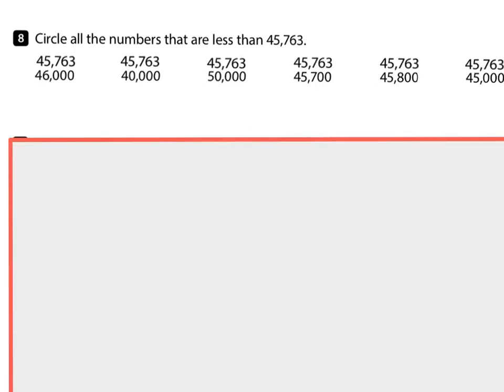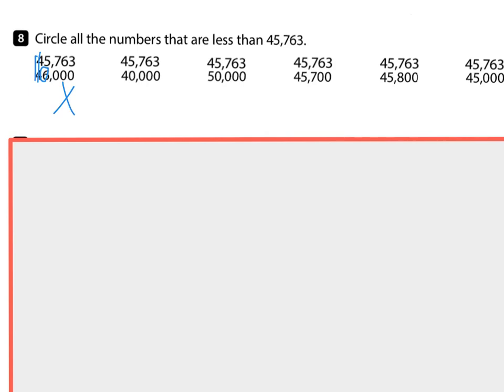Now that all of our numbers are stacked on top of each other, they all have 10,000, so we'll start at the 10,000s place. They're the same here, so go ahead and cross those out. And then move to your thousands place. You can see that the 6 is larger than the 5, so 46,000 is greater than 45,763, but we're looking for less. So that does not work. All right, go to our next one.